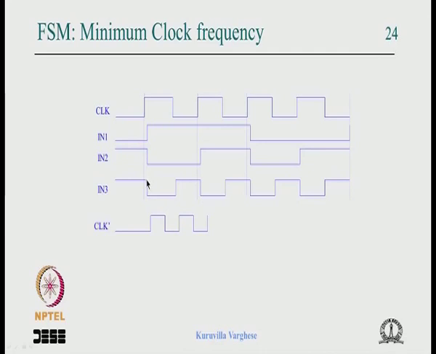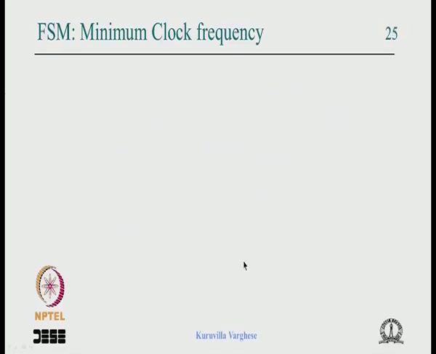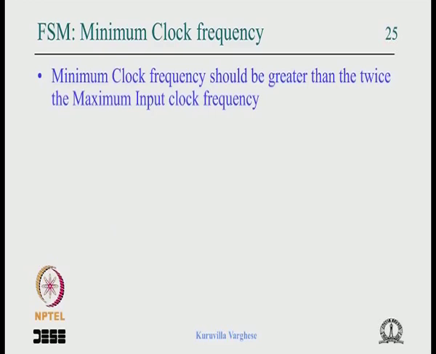The clock period is from here to here. So you take half the clock period. The period of the real FSM clock should be less than half the period. That means the frequency of the state machine should be twice that of the maximum frequency input. So that is it. Now, the maximum clock frequency should be greater than twice the maximum input clock frequency.